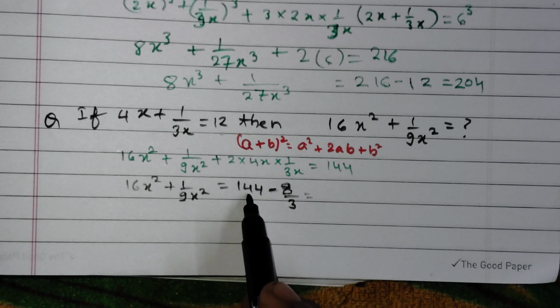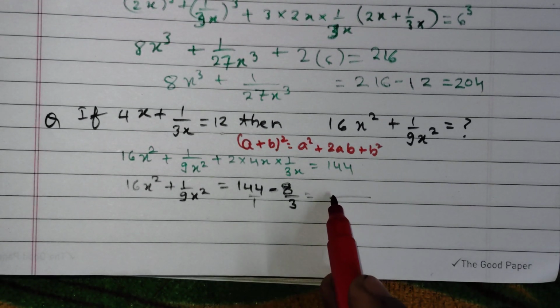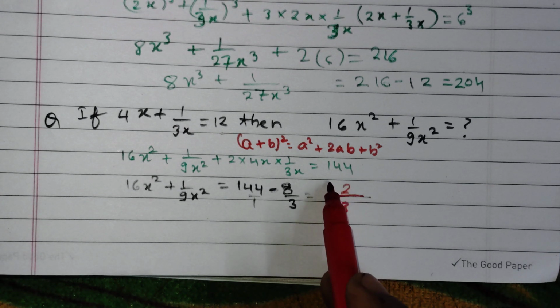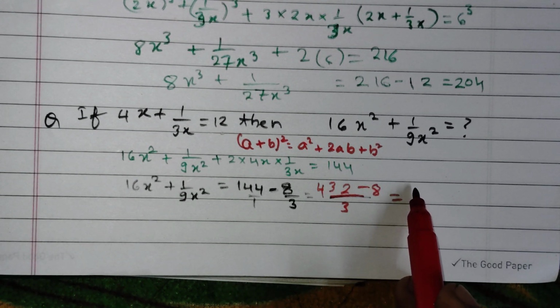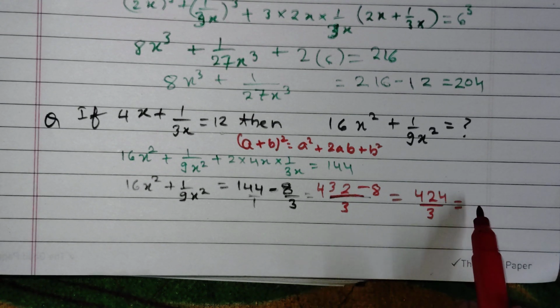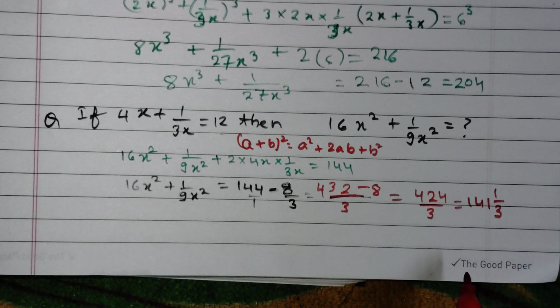Taking LCM, 3 is the LCM. After taking LCM, we get 144 times 3 is 432 minus 8, it gives us 424 upon 3. So dividing, it will give us 141 complete, 1 by 3 is the answer.